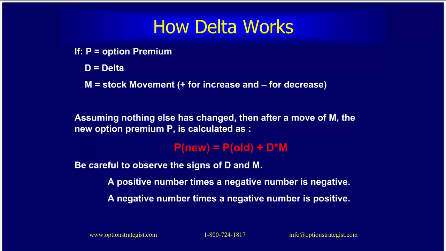The only, well, I guess there are several ways people could have trouble with this, but the way that I've seen people run into problems is by not observing the signs of D and M, because either the delta or the movement could be positive or negative, and I think this group knows a positive times a negative number is negative, and a negative number times a negative number is positive. Okay?